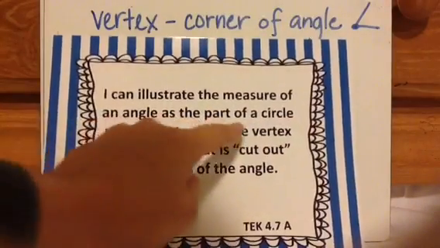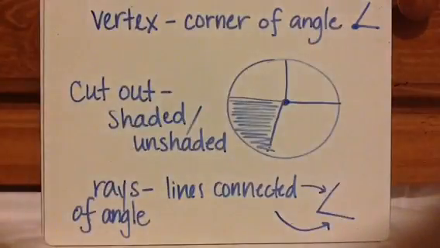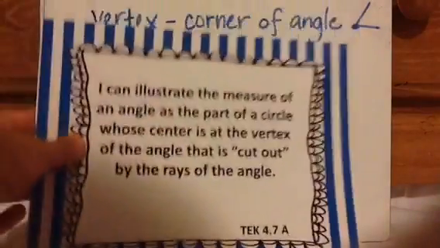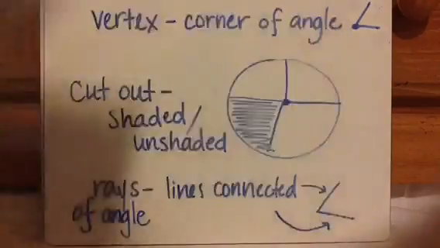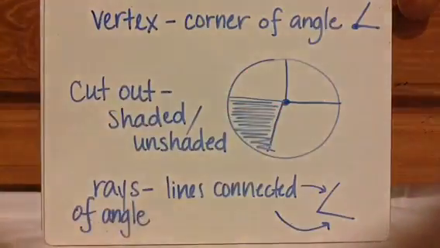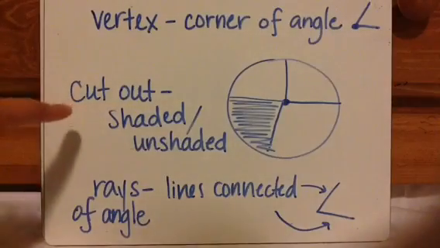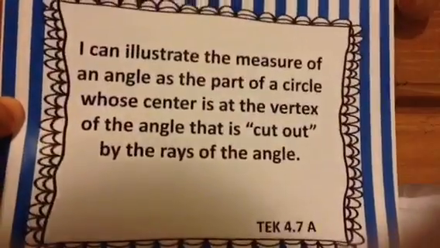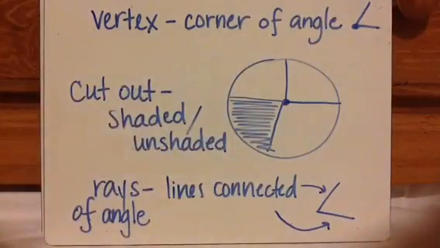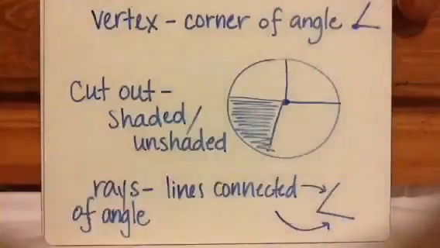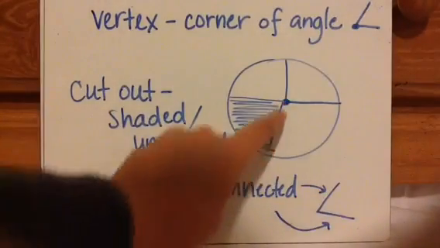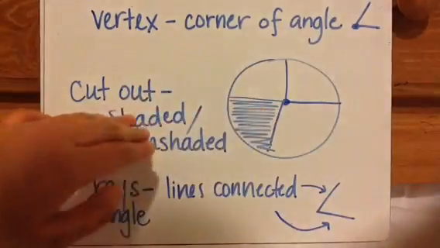a circle whose center is at the vertex. So vertex we know is the corner of an angle. The TEK talks about the vertex as being in the center of the circle. So we're talking about an angle that's in a circle. Okay? And then it talks about that angle being cut out. By cut out, they're talking about the shaded, unshaded. And then it says by the rays of the angle. So rays are the lines connected on the angle. So like right here and right here. It's like cutting it out.